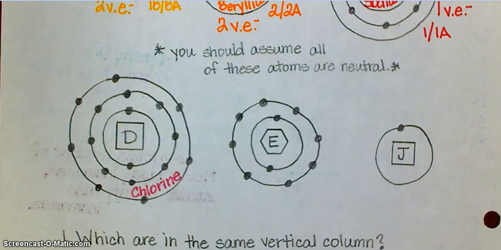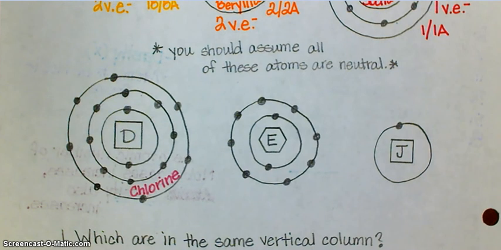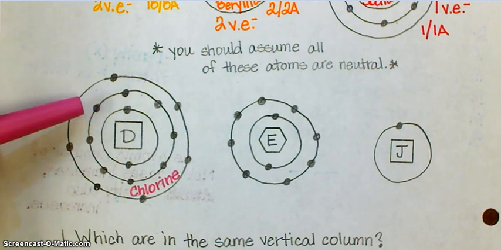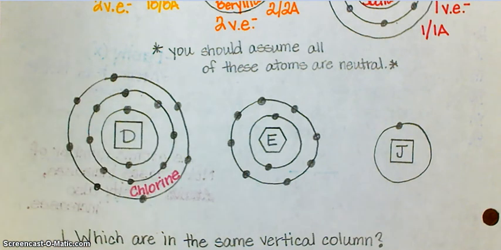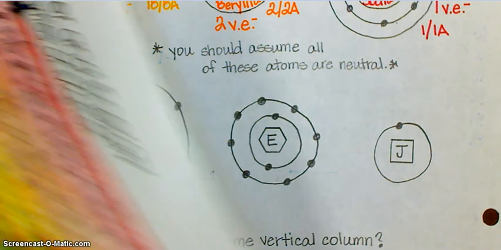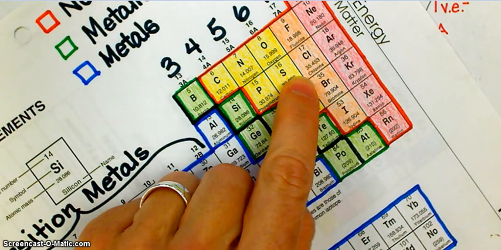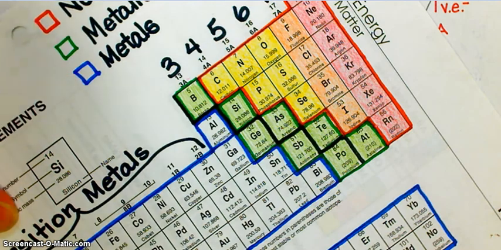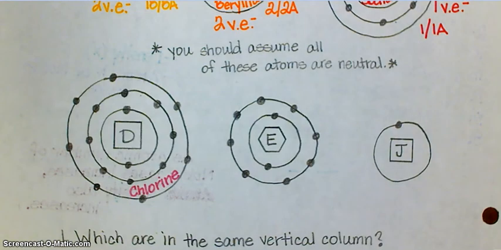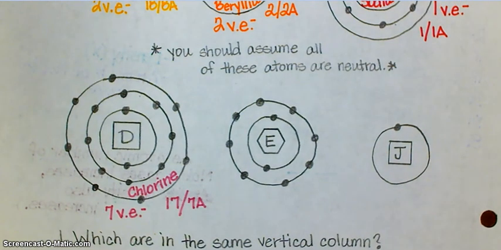All right, chlorine. The next thing we need to do is figure out how many valence electrons there are for chlorine. So 1, 2, 3, 4, 5, 6, 7 valence electrons for chlorine. And that also means chlorine is in column 17 or column 7A. So let's write that down as well. All right, that should do it for chlorine. Let's move to the next one.